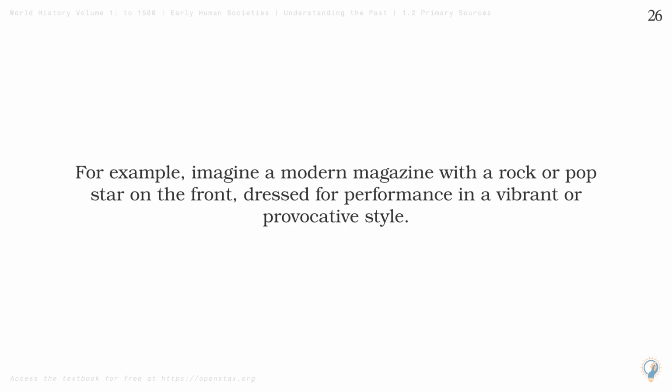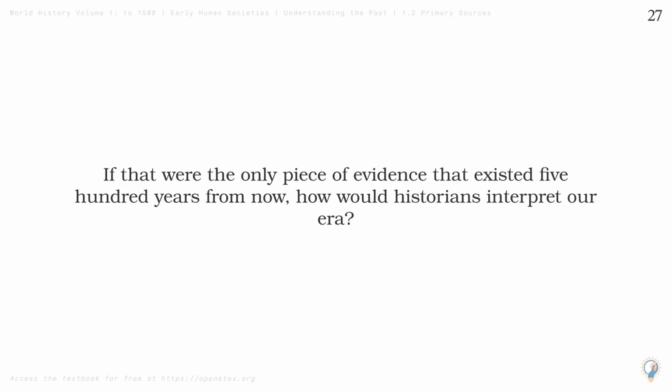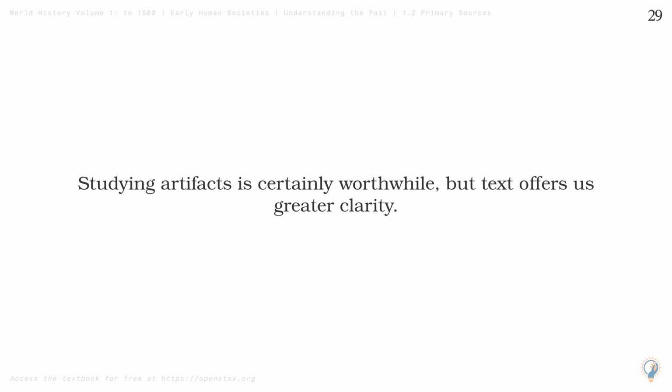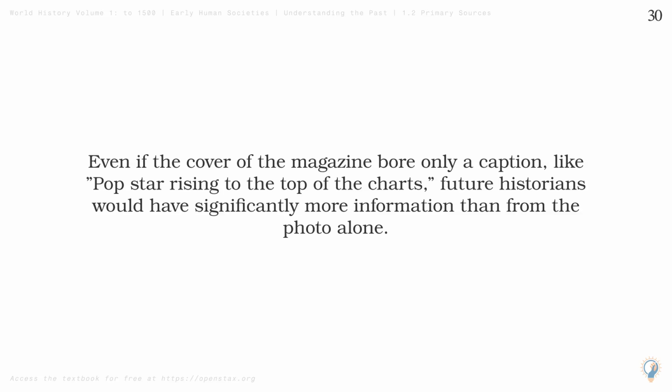For example, imagine a modern magazine with a rock or pop star on the front, dressed for performance in a vibrant or provocative style. If that were the only piece of evidence that existed 500 years from now, how would historians interpret our era? Without context, interpretation of the past is quite difficult. Studying artifacts is certainly worthwhile, but text offers us greater clarity. Even if the cover of the magazine bore only a caption, like "pop star rising to the top of the charts," future historians would have significantly more information than from the photo alone.